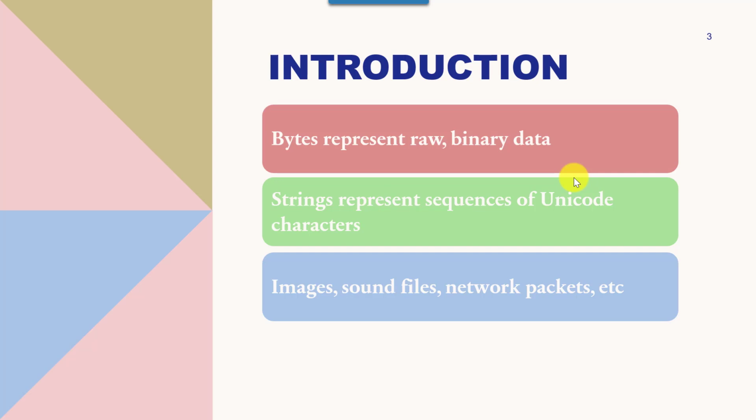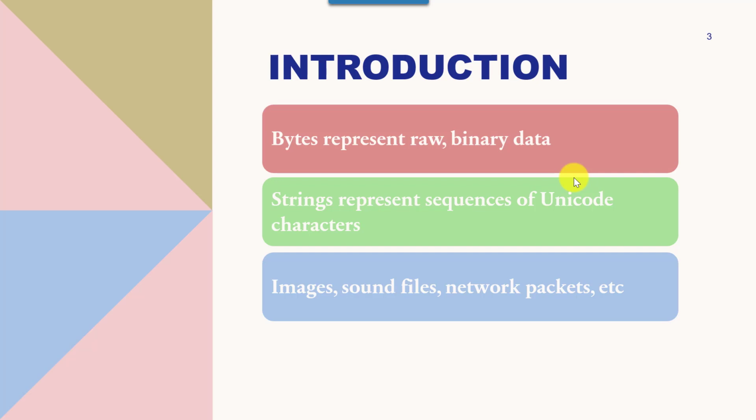In Python, bytes represent raw binary data and they are an immutable sequence of bytes ranging from 0 to 255. Bytes objects are used to store encoded character data or any arbitrary binary data, whereas a string represents a sequence of Unicode characters. They are also an immutable sequence of characters, which can be letters, digits and symbols. Now in Python, bytes literals are defined with a leading B character followed by the quoted sequence of bytes.